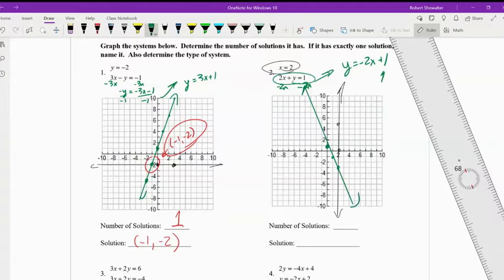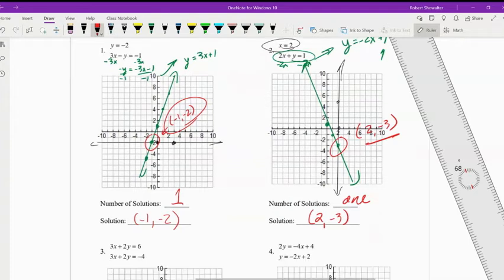But we notice that it crosses at a very nice point. It is 2, -3. That is our solution, and we have one solution for it. That solution, meaning the ordered pair that is on both of those lines at the same time, is 2, -3. Woohoo! All right, let's look at number 3.